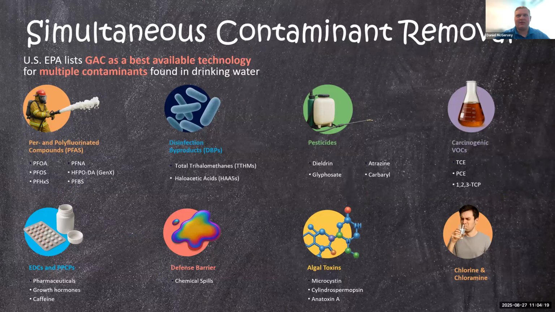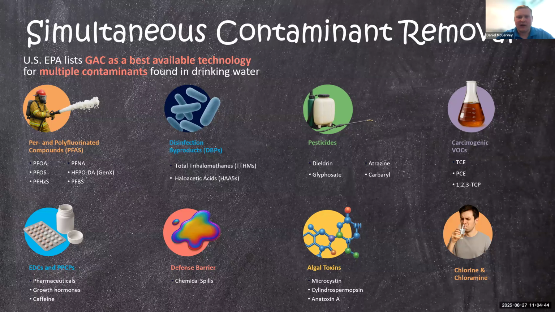As I mentioned, the US EPA lists GAC as a best available technology for multiple contaminants found in drinking water. What's really nice about granular activated carbon is that it's not selective. It can provide simultaneous contaminant removal. It might not be as often an issue in some of the point of entry space, but if there are certain contaminants that are already being removed with carbon, and now you have been introduced to a PFAS problem, that carbon is probably already removing the PFAS to an extent.